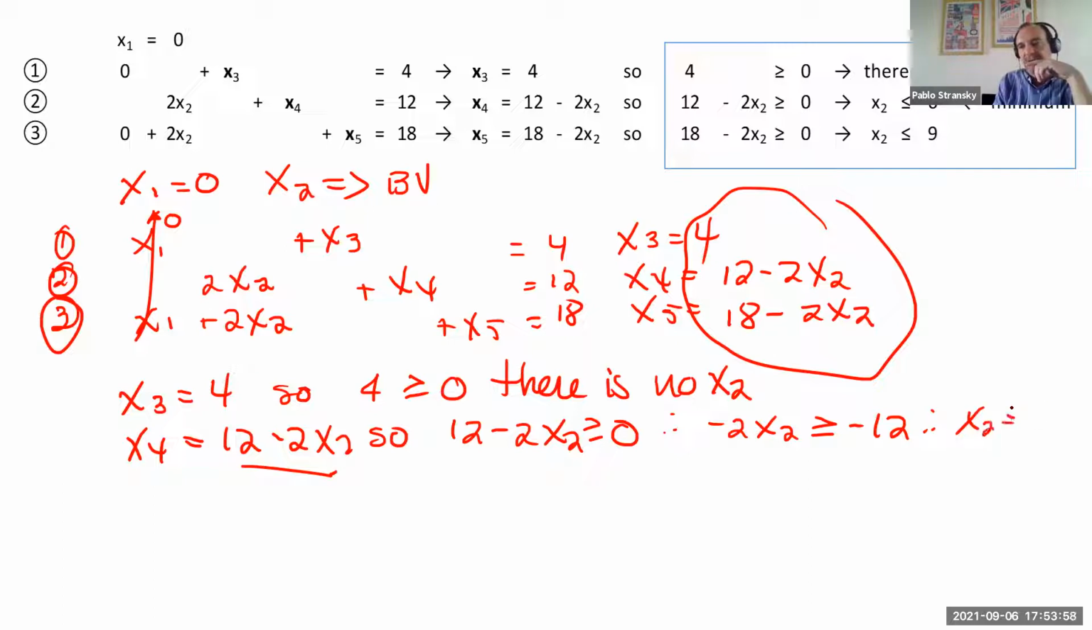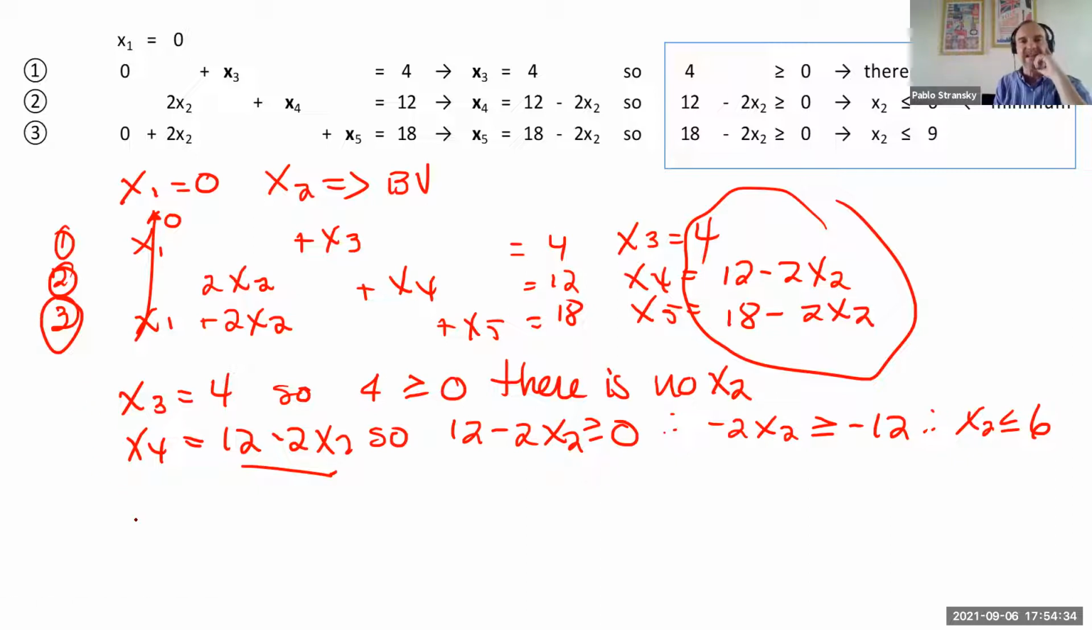So x2 is going to be greater or equal, but we're moving the negative, so we're changing the signs because we're dividing by a negative value. So we change the greater to less, okay? And this is going to be minus 12 divided by minus 2. At this point, minus divided by minus is equal to plus, okay? So we stay with 12 divided by 2, and 12 divided by 2 is equal to 6, okay?